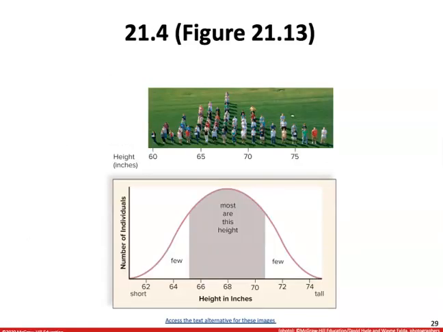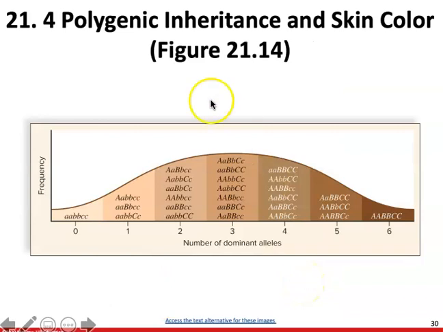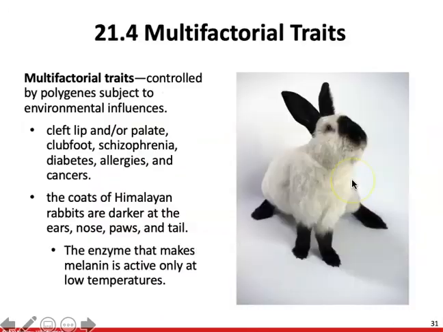So here's just an example of the bell curve associated with height. Very few people are going to be extremely short or extremely tall. Most people are going to fall somewhere in a middling range. Same with skin color. Very few people are extremely light or extremely dark. Many more individuals are going to fall somewhere in this middle range. So those are polygenic traits.